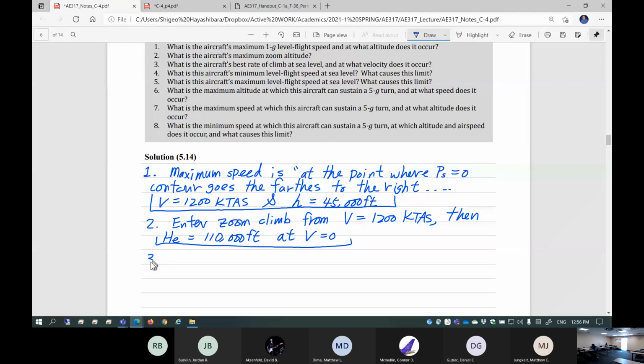So let's just write it down here. Number 3, what is the aircraft's best rate of climb at sea level? Best rate of climb, at least 800 feet per second or more at sea level.